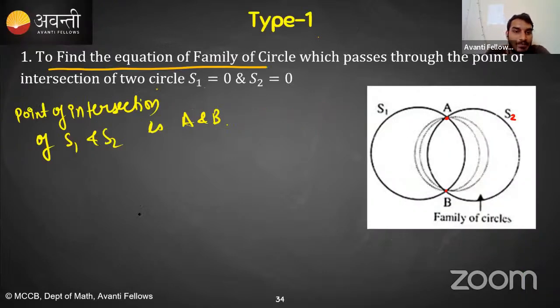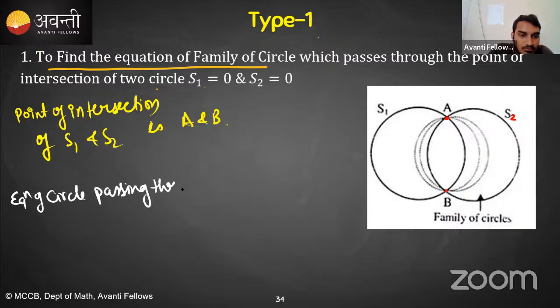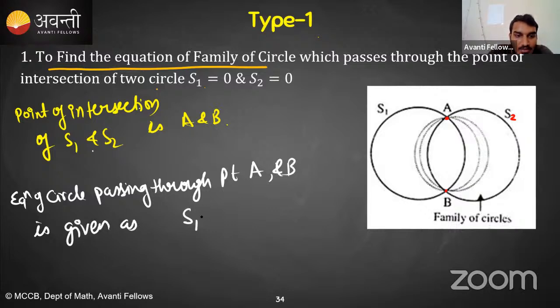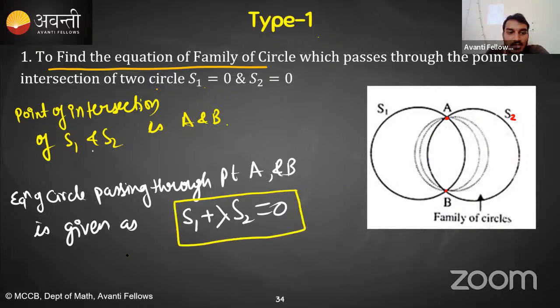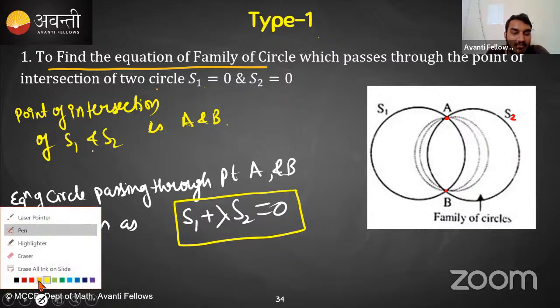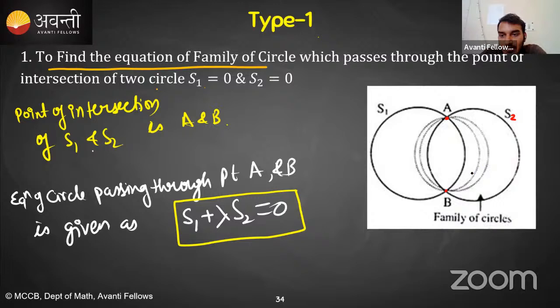So similarly, the equation of a circle passing through points A and B, which are the points of intersection of S1 and S2, is given as S1 plus lambda S2 is equal to 0. With different values of lambda we will get different circles. That's why infinite circles are possible. Maybe for this circle lambda is lambda 1, maybe for this circle lambda is lambda 2.